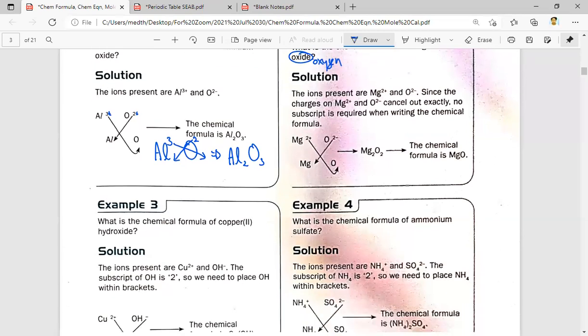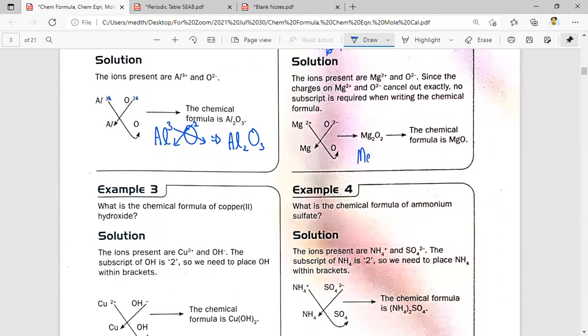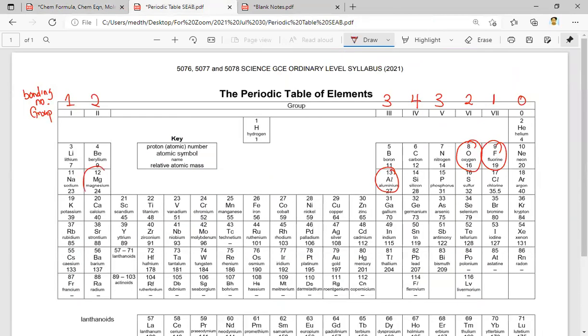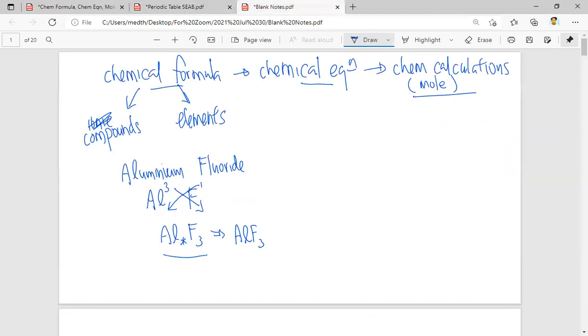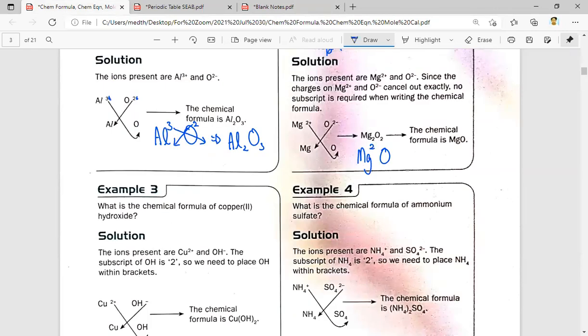So what we're gonna do, take magnesium and oxygen, find out what's their bonding number. So going back here, magnesium is here, bonding number is 2. Oxygen is here, bonding number is also 2. So bonding number is 2 for both of them. You cross over, you're gonna get Mg2O2. So which is what they got over here.